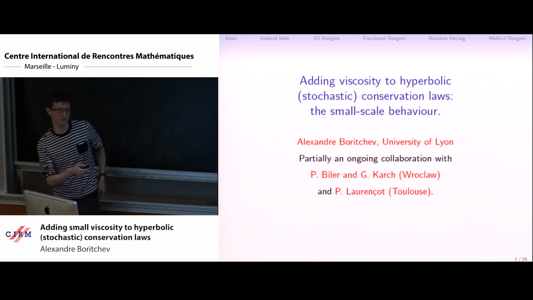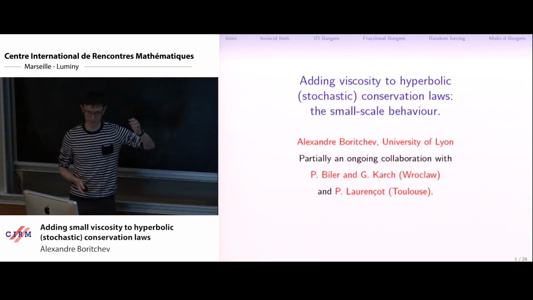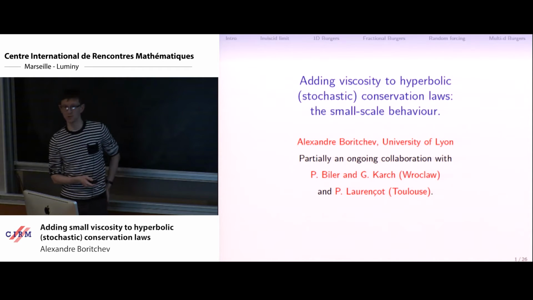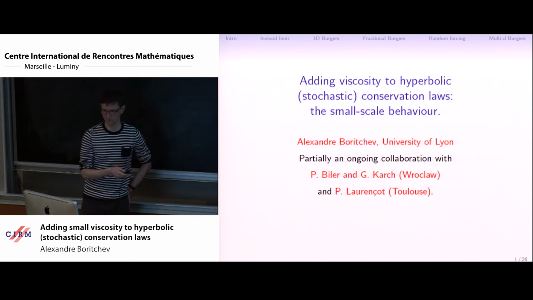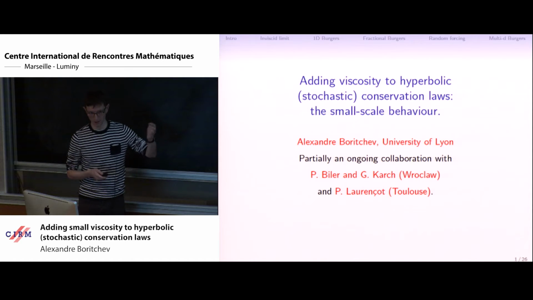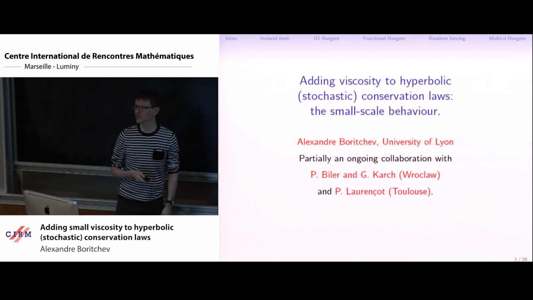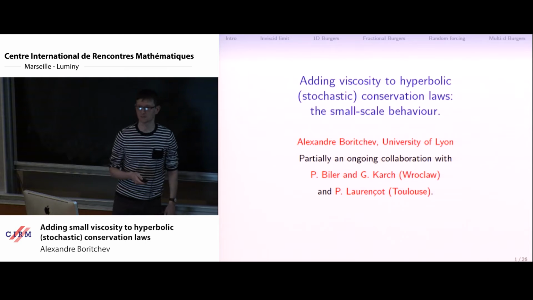And finally, there is one important thing. Part of this talk is a teaser, because there is an almost finished work with Piotr Biller and Grzegorz Karch in Wrocław and Philippe Laurenceau in Toulouse, which is an extension of what I will present, most of which is about Burgers-type systems, to aggregation-diffusion, or if you want, generalized Keller-Segel type models.